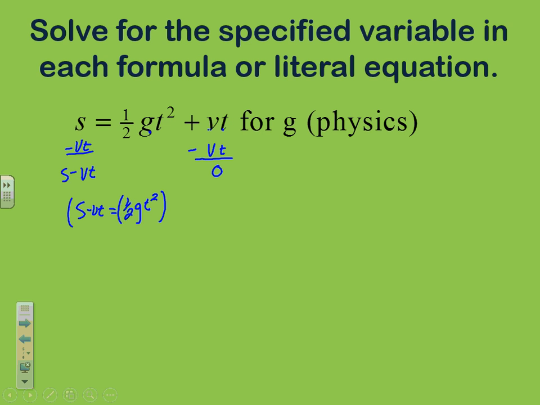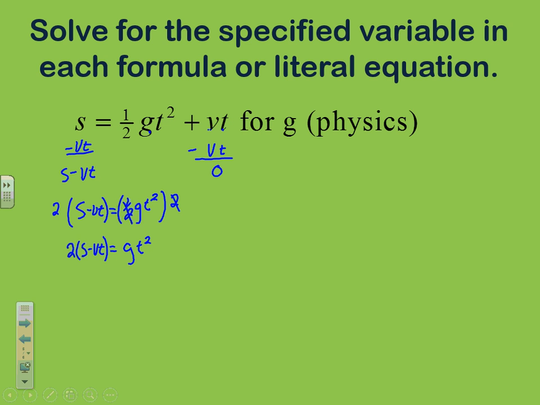And as we saw in one of the previous problems, if I want to get rid of a fraction, I wind up multiplying by its reciprocal. So 1/2, the reciprocal is 2. So 1/2 and 2 simplify to be 1. And here I don't want to distribute on the left side. I just want to keep it as 2 parentheses s minus vt. And now it's going to just be equal to g times t squared.